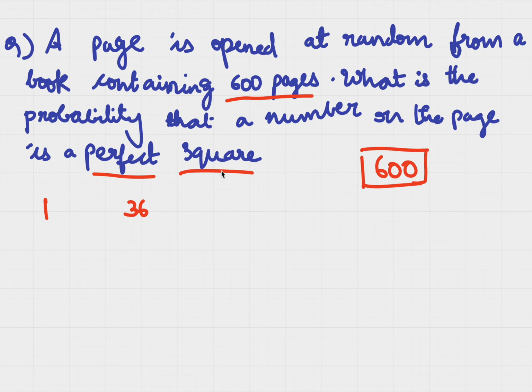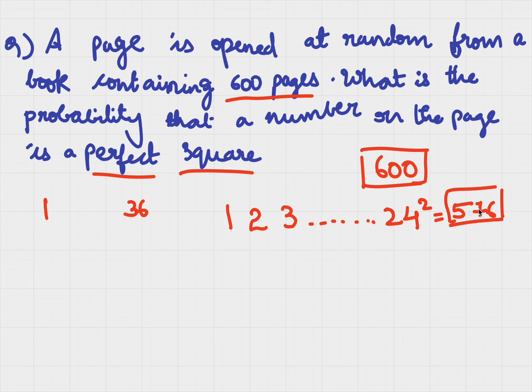Can you just think? So it starts from 1. 1 square is 1. Then if I consider 2, 2 square is 4. If I consider 3, 3 square is 9. Similarly, we know that 25 square is 625, but pages are only 600. So then we have to take 24. If we take 24, 24 square is 576. So I can also open the 576th page. It will also be a perfect square.